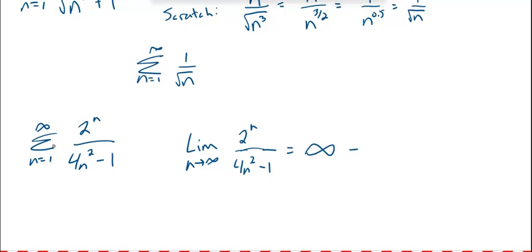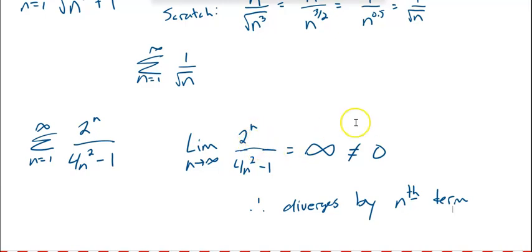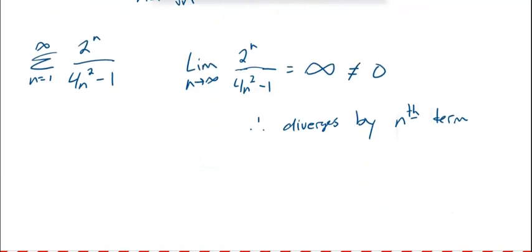So I write not equal to 0, so therefore diverges by nth term. As a reminder, nth term can never tell us that something converges. It only ever tells us that something diverges or that it could converge. You always have to go to another test if you get that the limit of the terms is 0, whether it's p-series, LCT, whatever. Okay, let's do the next one.